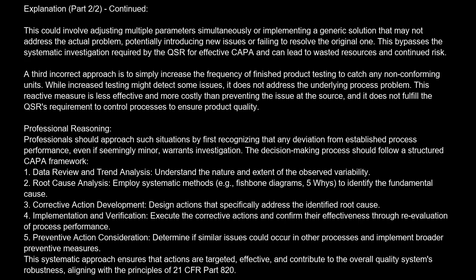This could involve adjusting multiple parameters simultaneously or implementing a generic solution that may not address the actual problem, potentially introducing new issues or failing to resolve the original one. This bypasses the systematic investigation required by the QSR for effective CAPA and can lead to wasted resources and continued risk. A third incorrect approach is to simply increase the frequency of finished product testing to catch any non-conforming units.